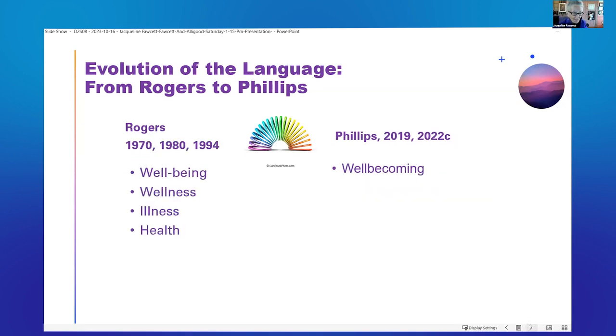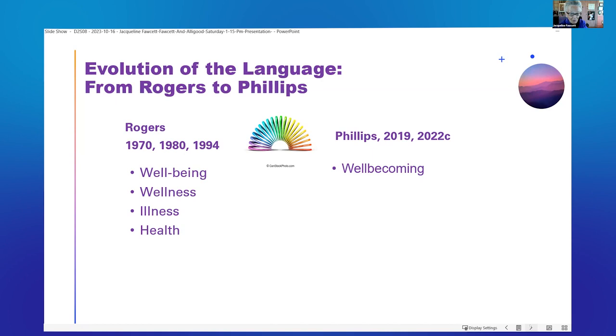Next slide, please. So throughout her writings, Martha referred pretty much to the nursing process, or to what was happening with people as well-being, wellness, illness, and health.